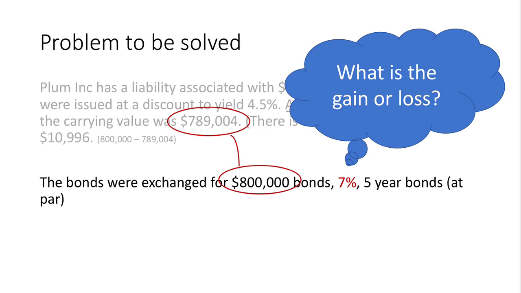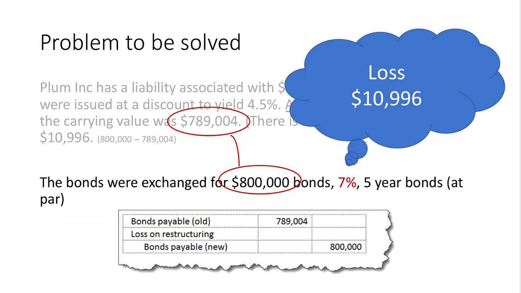What is the gain or loss? Well, the fair value of those bonds is $800,000. They were issued at par. The carrying value of the old bonds was $789,000. So the gain or loss is the difference between the two. Call it loss on restructuring, and it's $10,996.